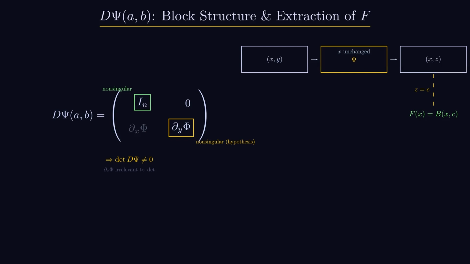Slicing at z equals c extracts the implicit function f of x equals b of x and c, the second component of psi inverse along the dashed slice. The identity phi of x and f of x equals c, verified on the previous slide, is now visible as the flow through the diagram.